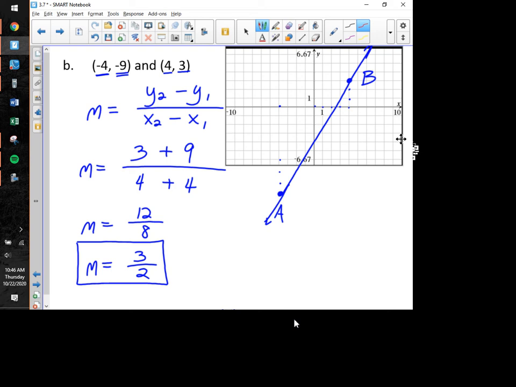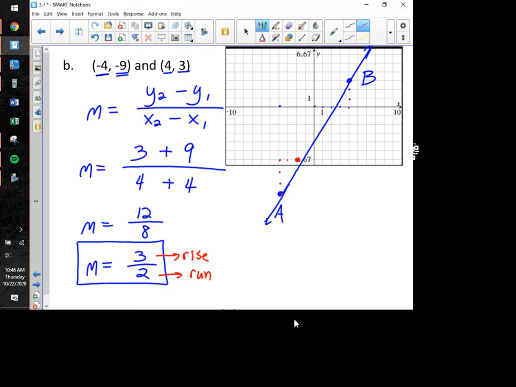This is a little hard because I had to go off the graph itself, but a slope of 3 over 2, remember that 3 is the rise, how far we move up or down, 2 is the run, how far we move left or right. So a slope of 3 over 2 means that from point A, we're going to go up 3 units, 1, 2, 3, and to the right 2 units.